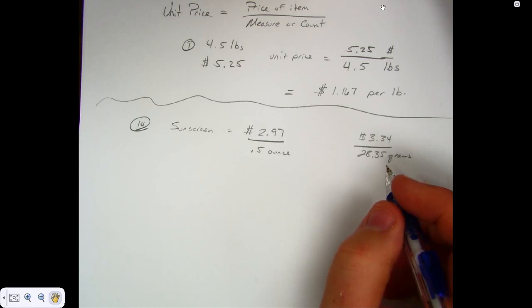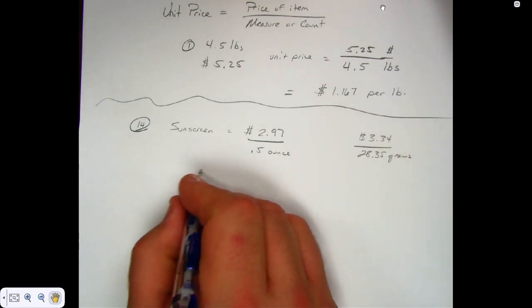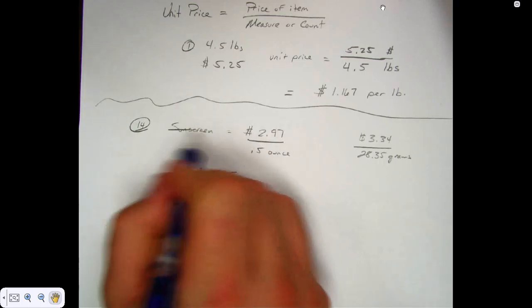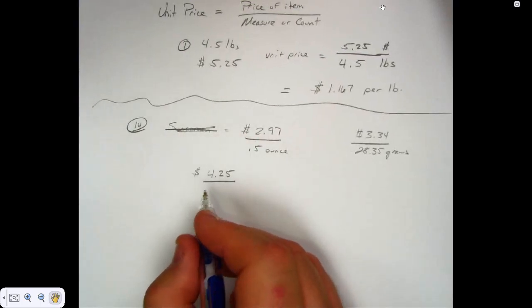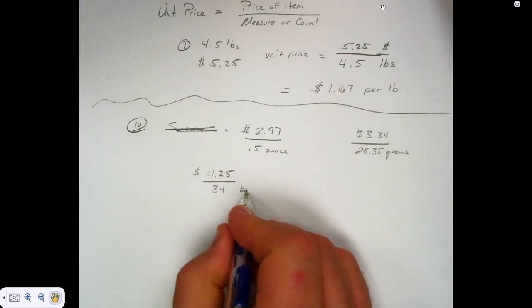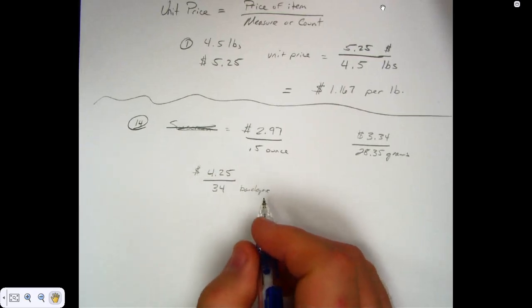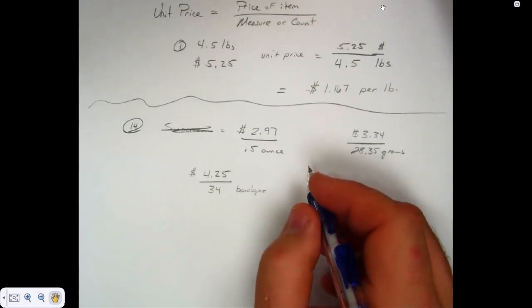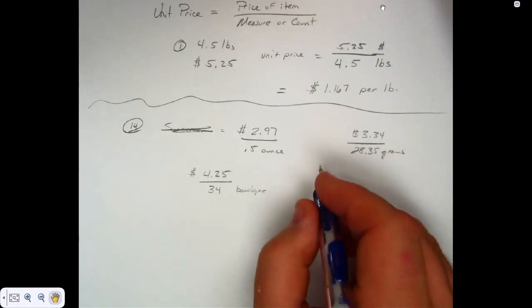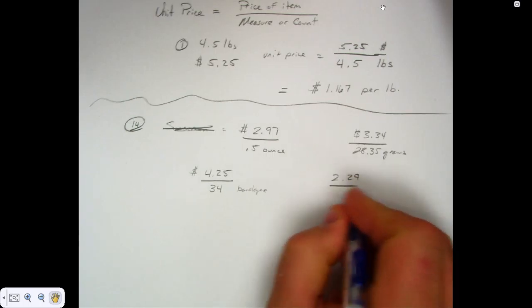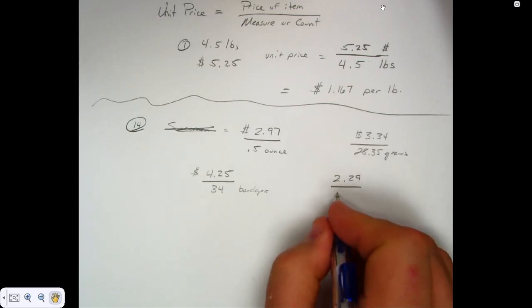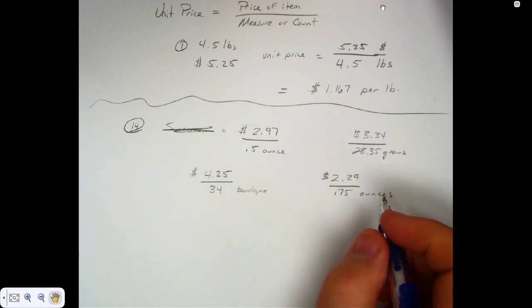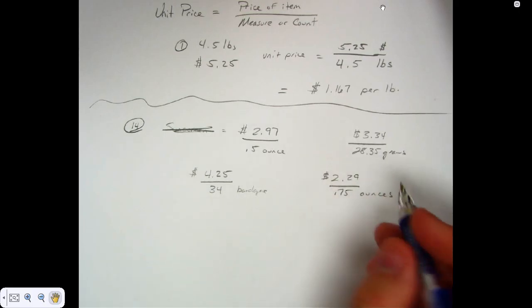A box of 34 bandages for $4.25. So what you do here is $4.25 for 34 bandages. And a 0.75 ounce tube of lip balm for $2.29. So the lip balm was $2.29 per 0.75 ounces. What is the unit price for each item?